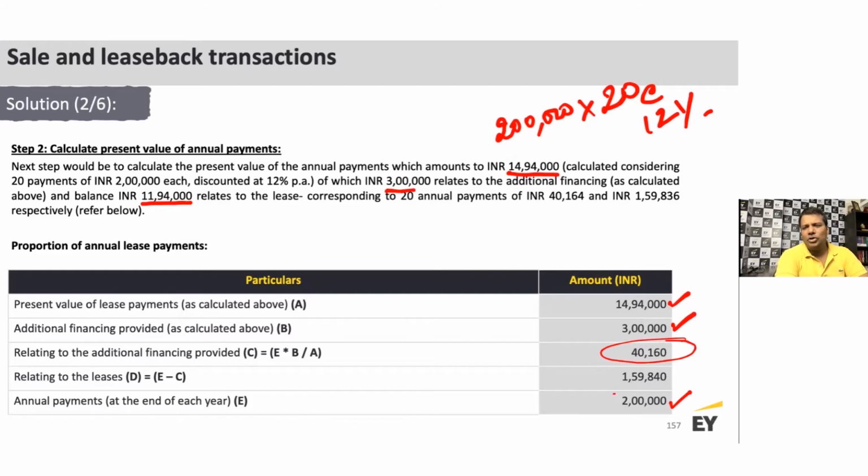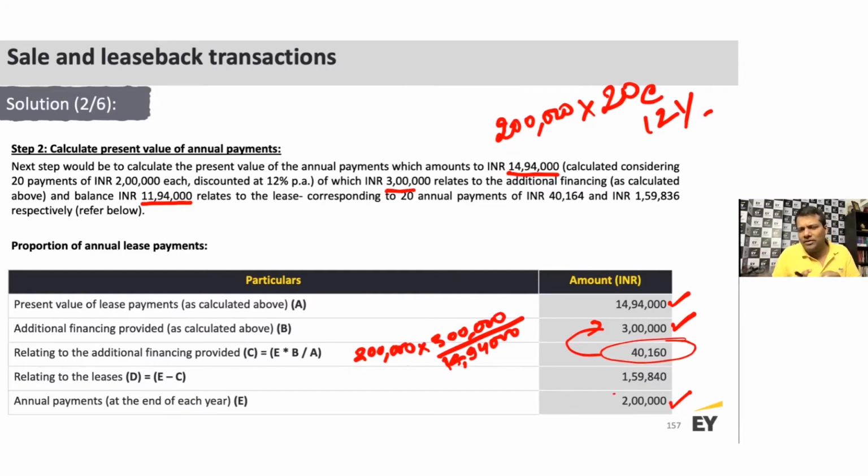40,160 is the part of this 2 lakh payment that relates to the financing. I'm making a payment of 40,000 towards this 3 lakh, which is computed as C equal to E, which is 2 lakh, into B, which is 3 lakh, divided by 14 lakh 94,000. Then you get 40,160. So essentially 40,000 is nothing but the repayment of the financing which I obtained, which is 3 lakh, over a 20-year period.